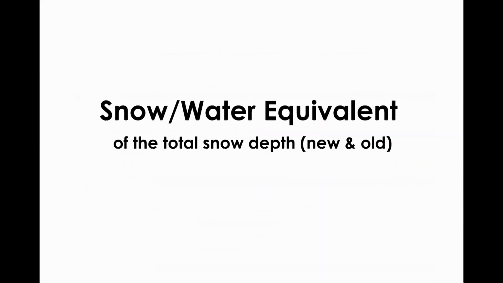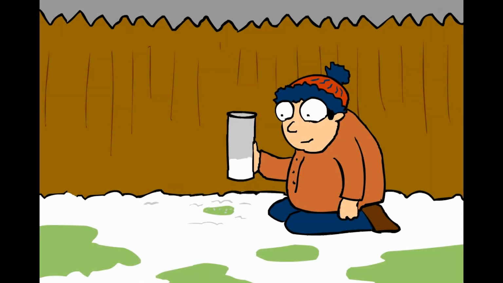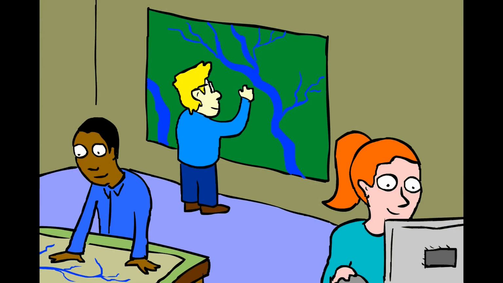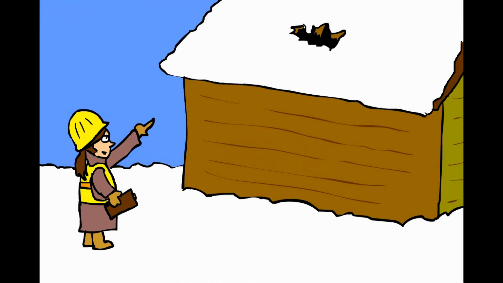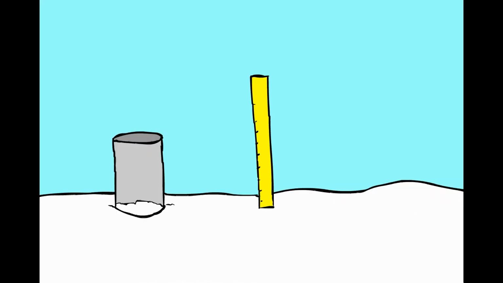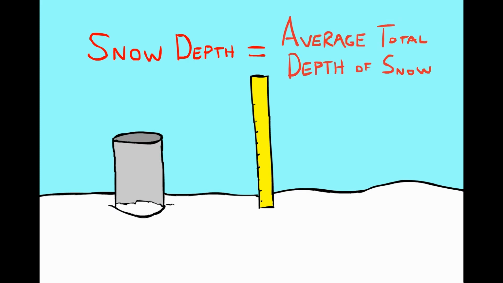Now we move on to measuring the liquid water equivalent of the total snow depth of both new and old snow. While this measurement is optional, typically taken once per week, it is very useful to hydrologists, river forecasters, and structural engineers. To get this measurement, take a snow core sample from the ground in a place where the snow depth is the same as your average measurement for the total depth of snow.